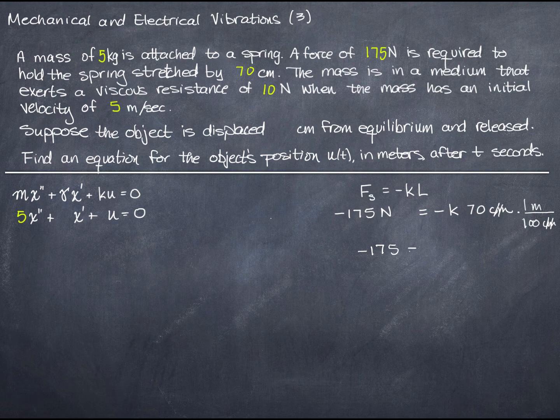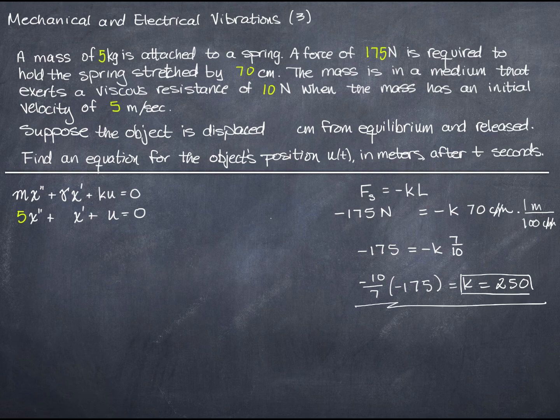Now I'm using the same units, so I can disregard them. Negative k times 70 divided by 100, or 7/10. And when I multiply both sides by negative 10/7, I get k. That gives me k equals 250. So there's my k value.